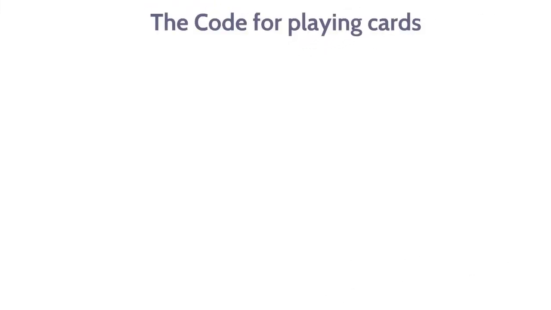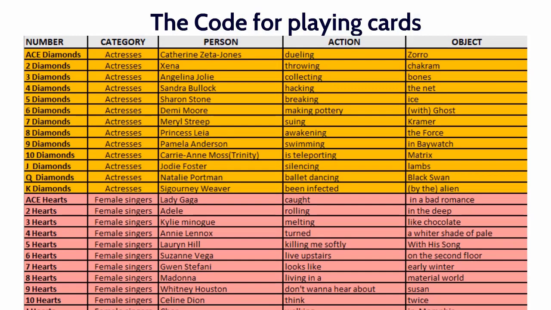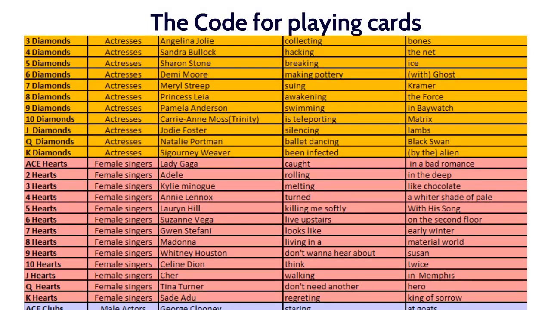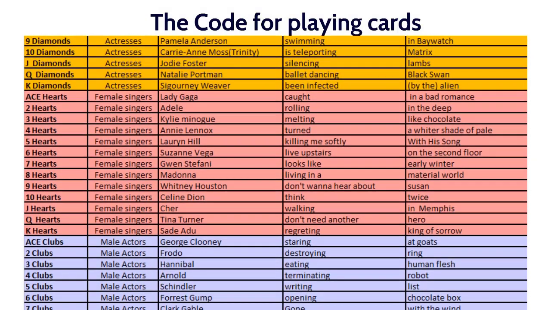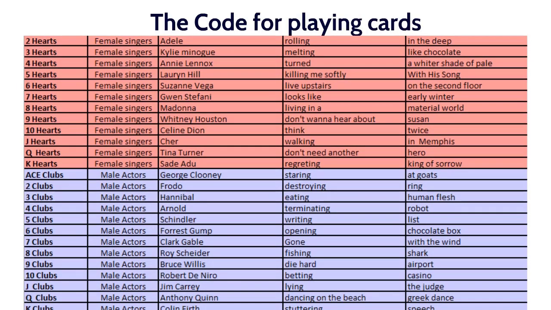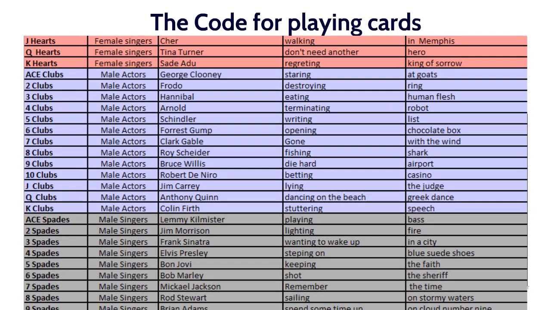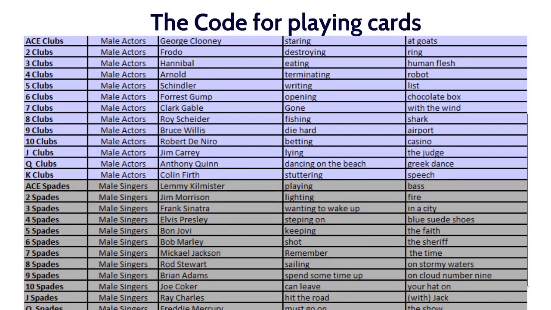The code for playing cards contains 52 persons, 1 for each card. In my list, I have organized the 52 cards by their signs. For each sign, I have chosen famous characters from a certain category. I associate diamonds with actresses, hearts with female singers, clubs with male actors, and spades with male singers. Therefore, red cards are women and black cards are men. When you have to remember the cards, this organization will give you clues for the persons.